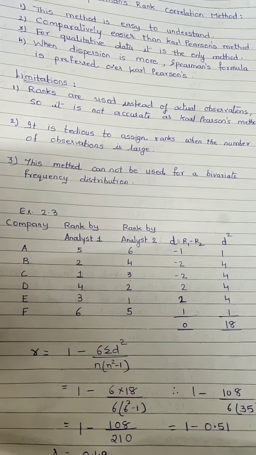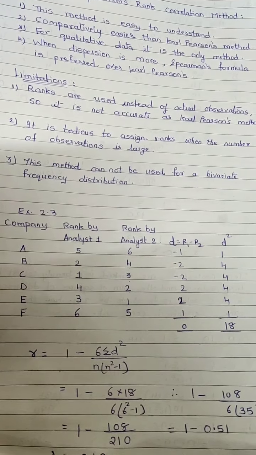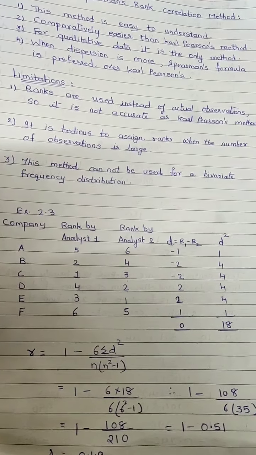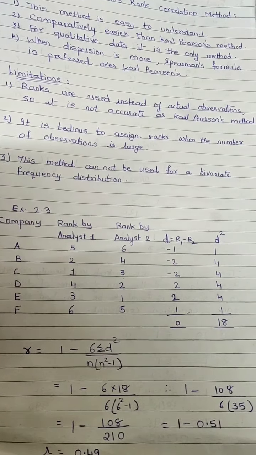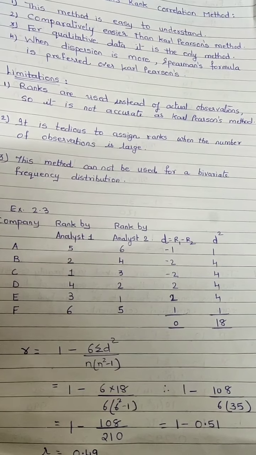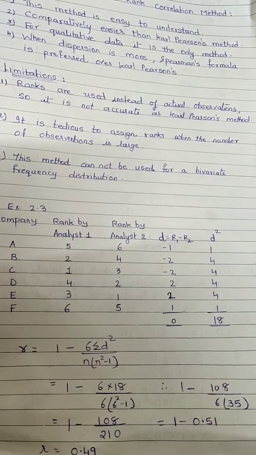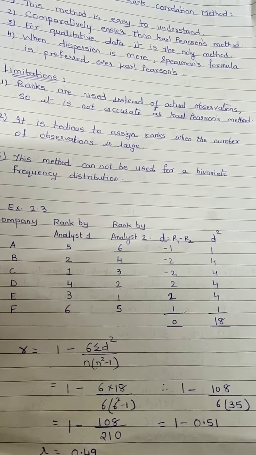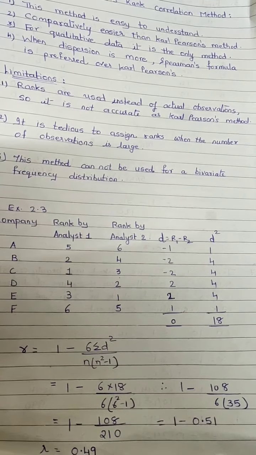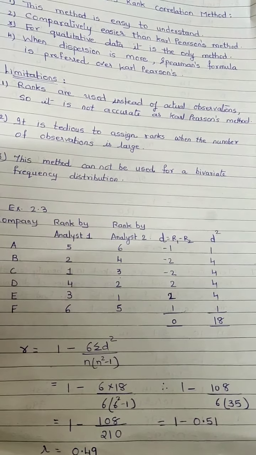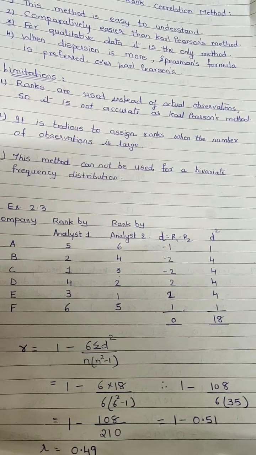R1 minus R2. 5 minus 6, minus 1. 2 minus 4, minus 2. 1 minus 3, minus 2. 4 minus 2, 2. 3 minus 1, 2. 6 minus 5, 1. And can you see the total of D? Sigma D is 0. And then the third step, we do the squares of this difference.